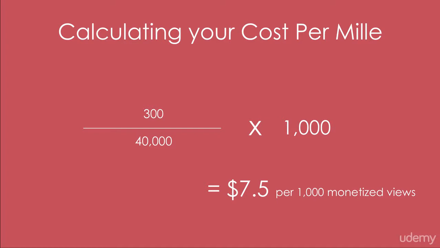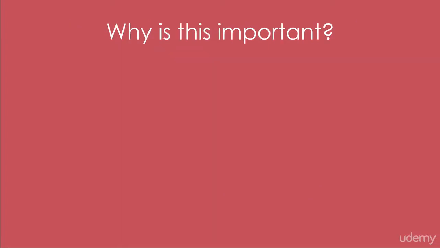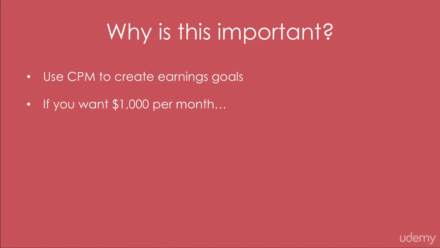And so that's really great to know, but why is this important? Well, the main thing for me is you can use CPM to create earnings goals, because now you know how much you make for every 1,000 monetized views. You can say, hey, I want to make $1,000 per month. What will get me there? And you can calculate that you'll need 133,000 monetized views per month to get $1,000 per month. And that's definitely doable if you are a consistent, high quality YouTuber.